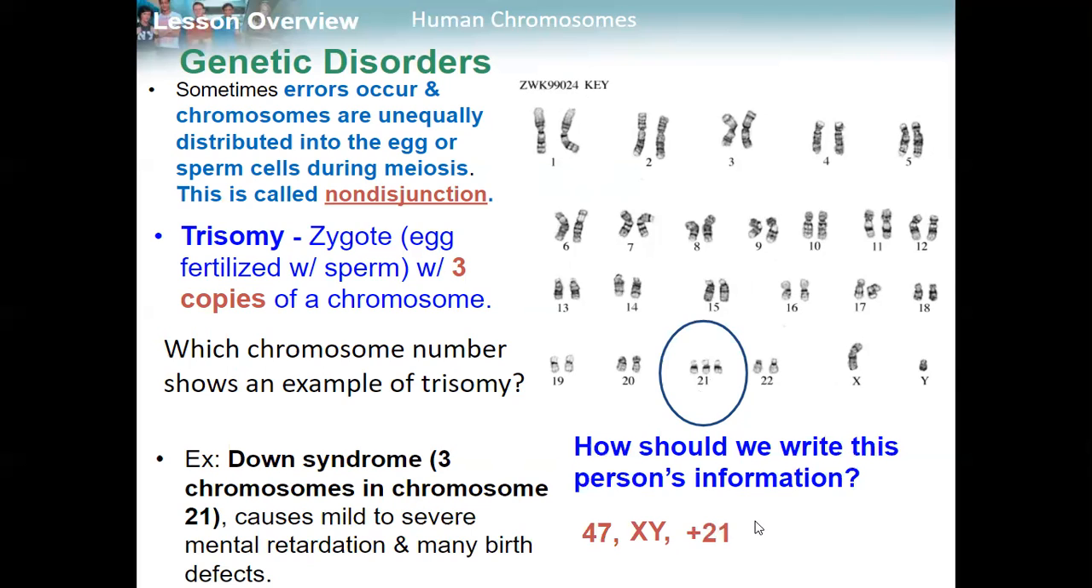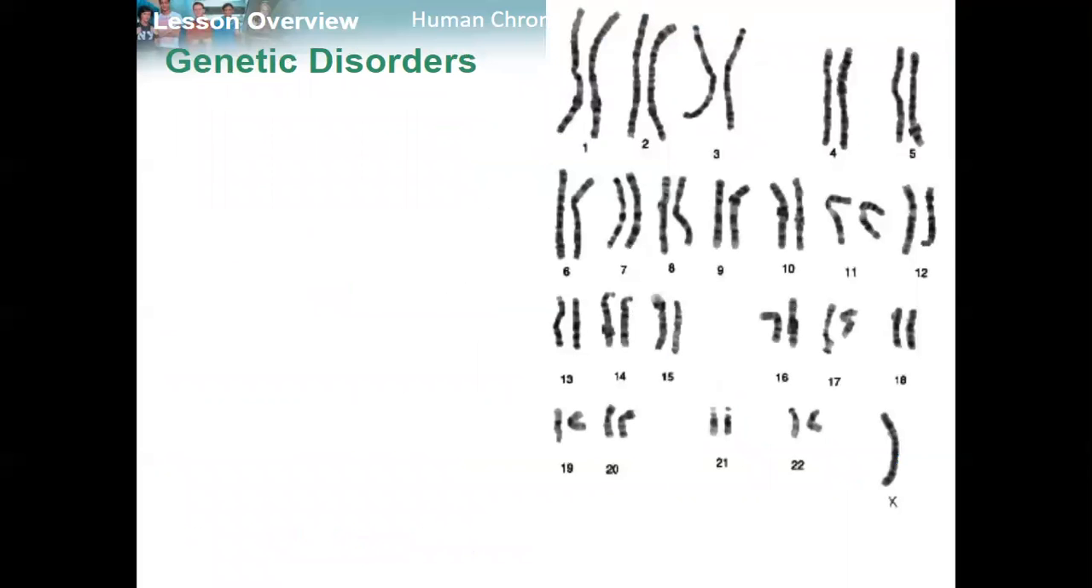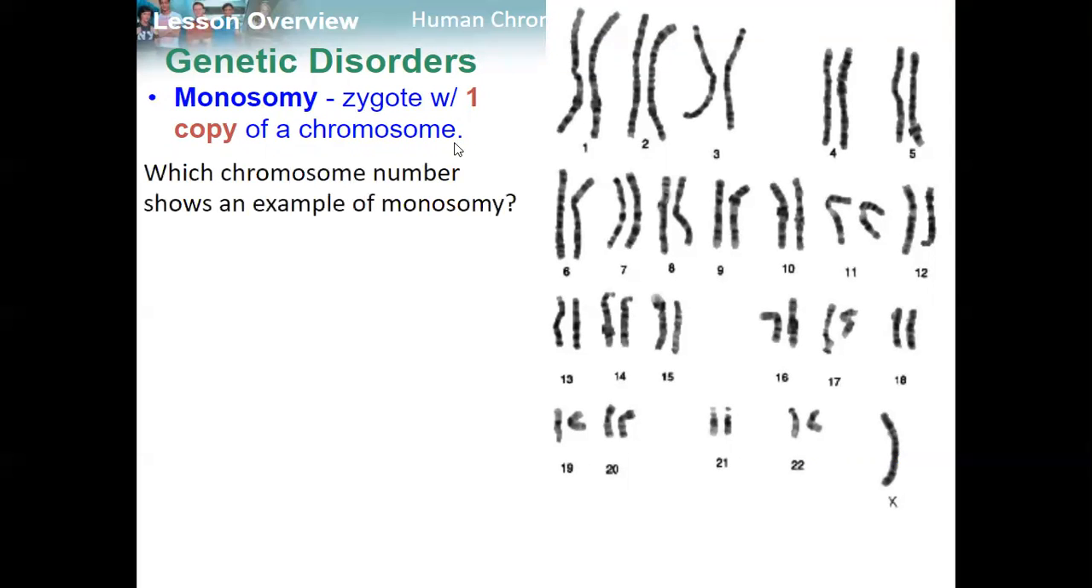But not all errors would cause an extra copy of a chromosome. Sometimes an egg or sperm, before they join, might have a missing chromosome. So that's called monosomy. So when an egg or sperm join together and there's a missing chromosome, only one copy is seen of a chromosome, not two. So where would we see monosomy? Well, if we take a look at all of these numbers, they're all paired up except for the sex chromosomes. In this case, the person only has one sex chromosome and not two.